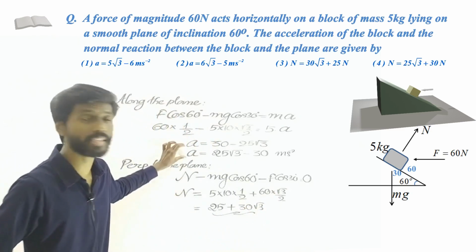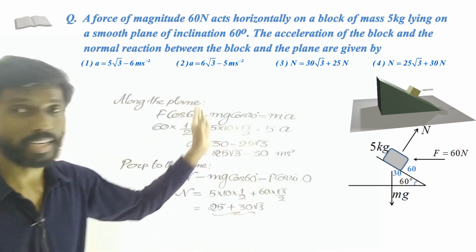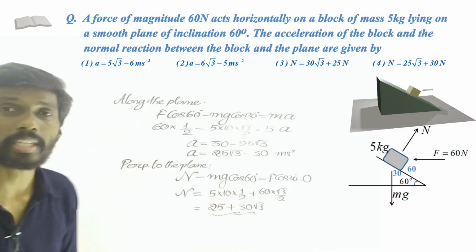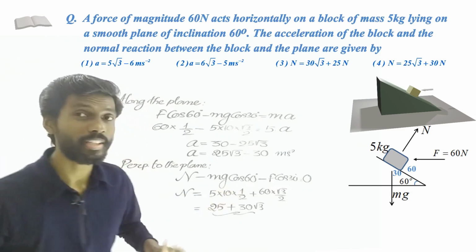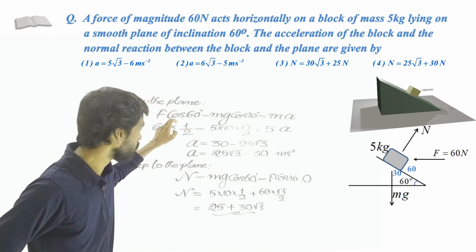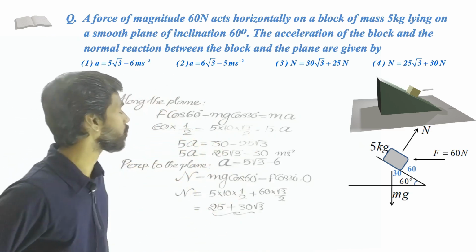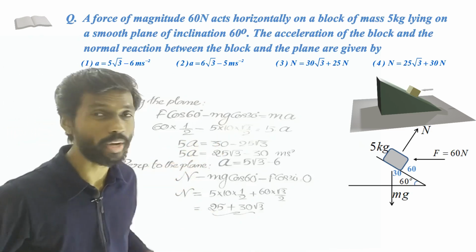And this is the acceleration of the object, which is in the direction along the plane, and this normal reaction has the value 25 plus 30 root 3. So that is the answer. Sorry, this is 5 times the acceleration, right? So 5 multiplied by a, so we have to divide this by 5 to get our required acceleration, which is 5 root 3 minus 6. Okay, so that is the answer.